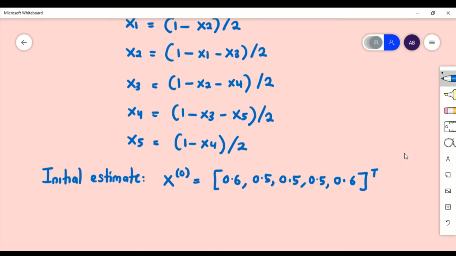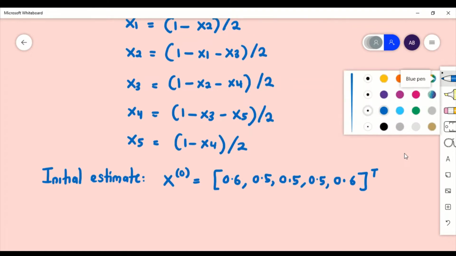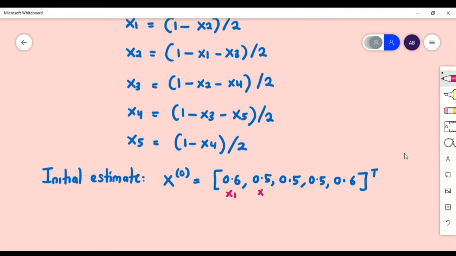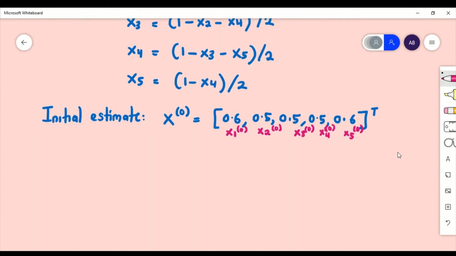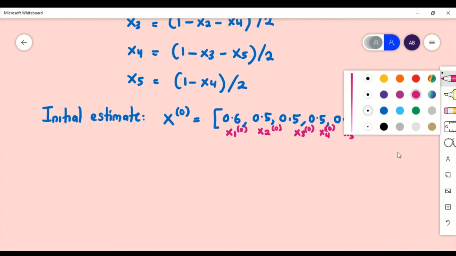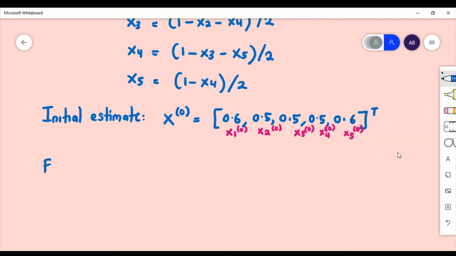Now, let me just write it in this color. So this is my x1, this is my x2. I can say x1 zero, x2 zero, x3 zero, x4 zero, and x5 zero. These are all my initial estimates. So now just start the first iteration. We're going to start with the first iteration.